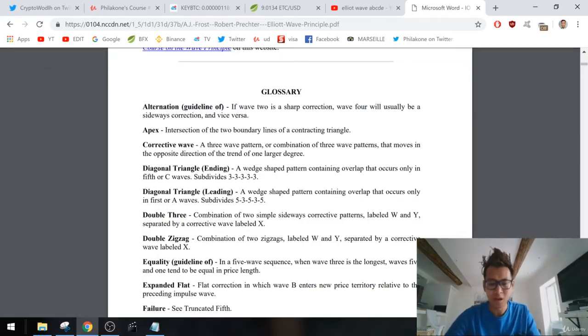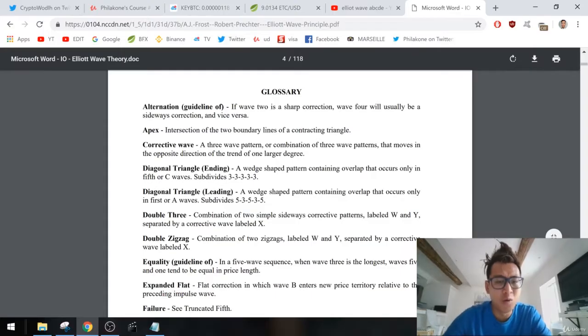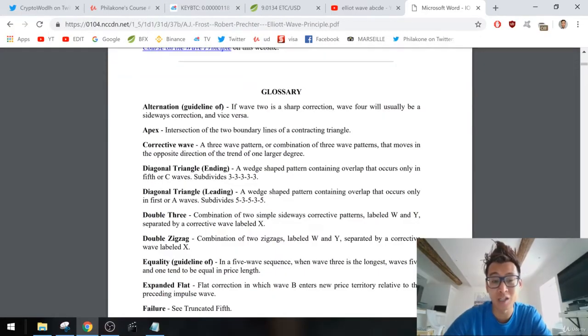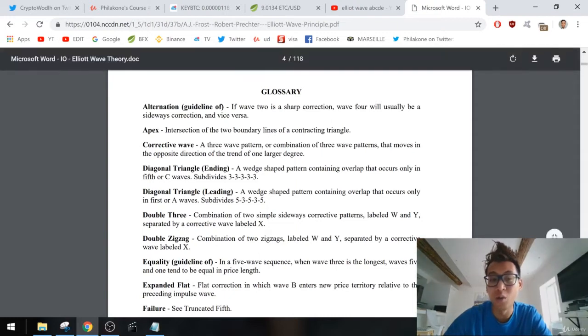So think of it like this. The rule of alternation: if wave 2 is a sharp correction, wave 4 will usually be a sideways correction, and vice versa. The rule of alternation is what they call it. So if, for example, wave 4 was sharp, then that means that wave 2 would be a sideways correction. Or it's basically saying whatever wave 2 is, wave 4 will usually be the opposite. And I'll get to that in high detail.